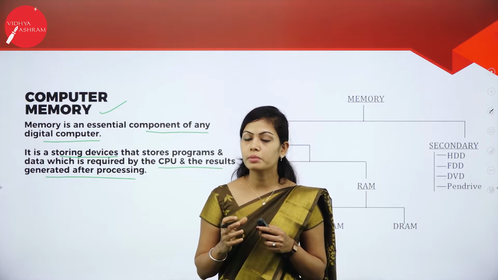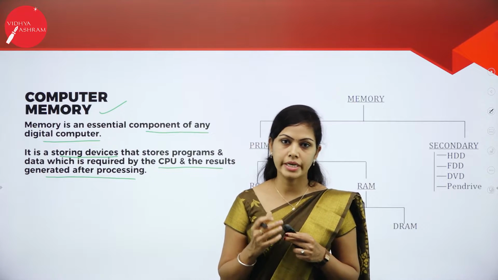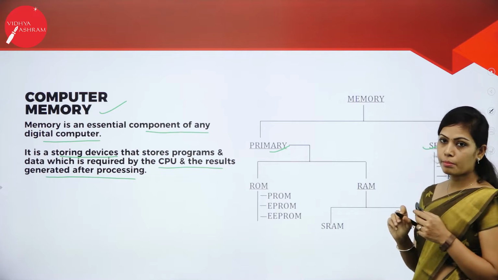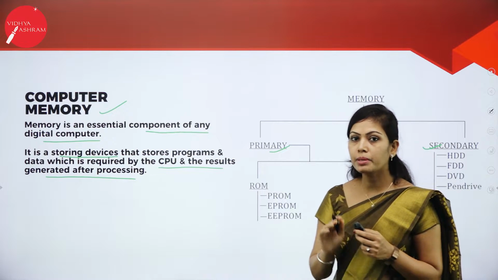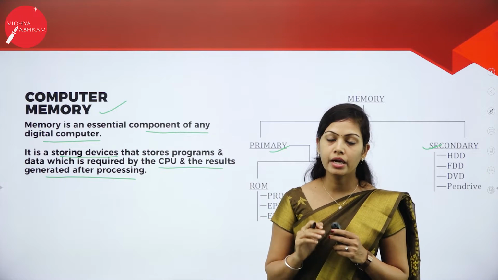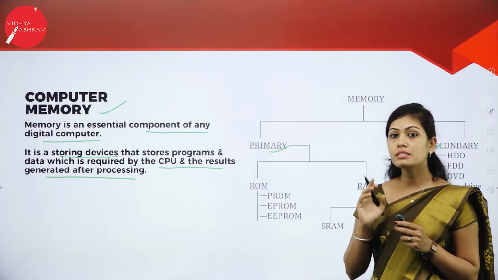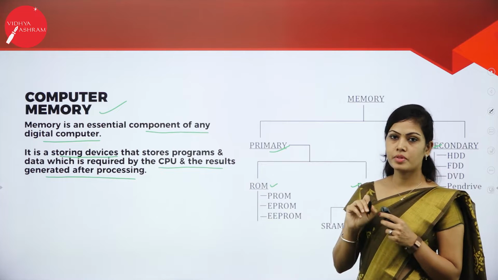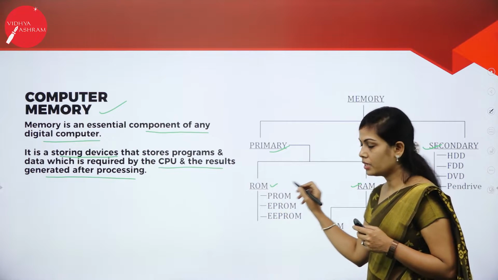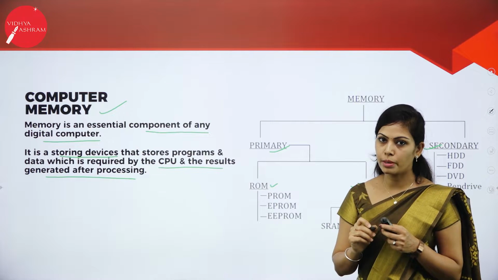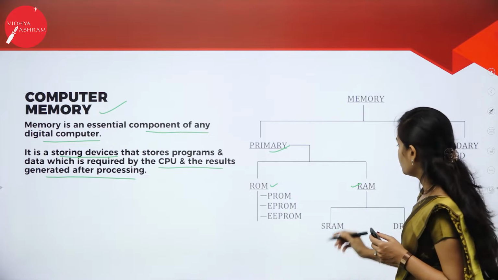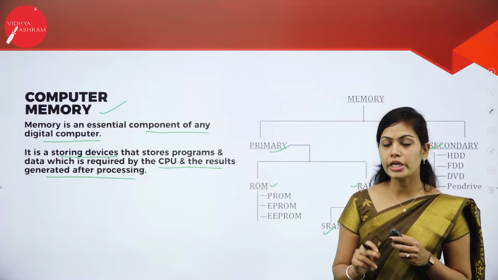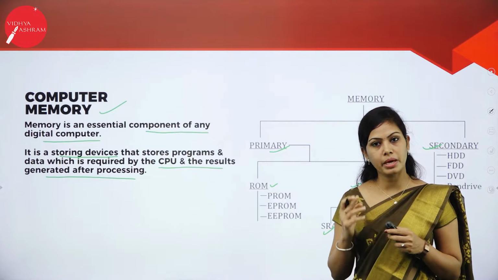So what is the role of computer memory? It helps to store huge amount of data, and computer memory can be classified into primary memory and secondary memory. What is primary memory? Primary memory is called the main memory of the computer. It consists of ROM and RAM. ROM stands for read only memory and RAM stands for random access memory. And RAM can be classified into SRAM and DRAM. SRAM stands for static random access memory and DRAM stands for dynamic random access memory.